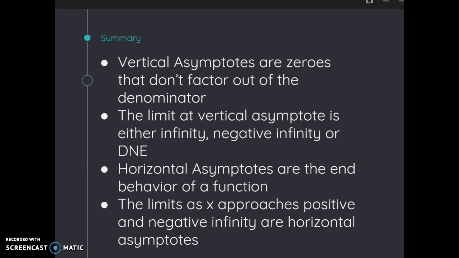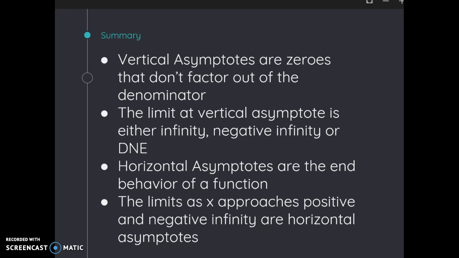So a summary: vertical asymptotes are zeros that don't factor out of the denominator. The limit at vertical asymptotes is either infinity, negative infinity, or does not exist if the two types of infinity don't match. Horizontal asymptotes are the end behavior of a function, and the limits as x approaches positive and negative infinity are called the horizontal asymptotes.